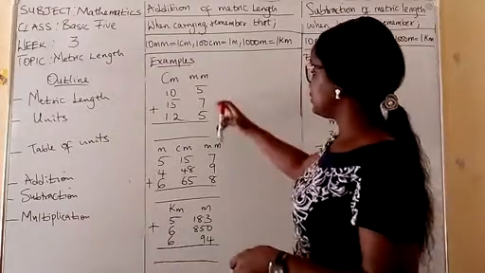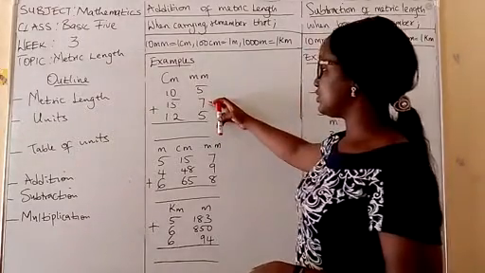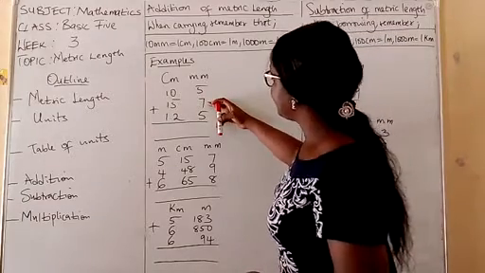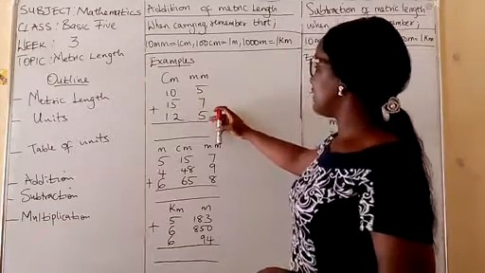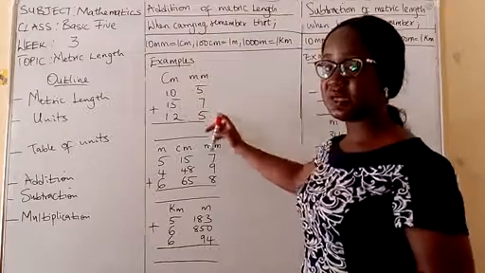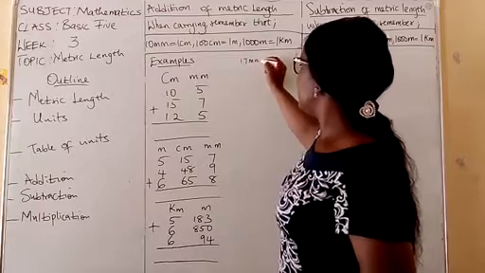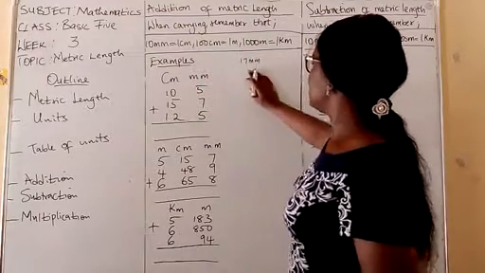5 plus 7 plus 5 plus 7 will give you what? That's 12 plus 5, we have 17. Okay, so we have 17 millimeter. We are changing to centimeter.